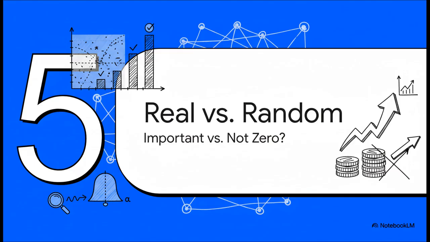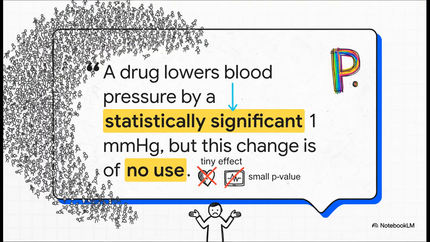And this leads us to what is maybe the single most important concept in this entire explainer. There is a huge, critical difference between a result that is statistically significant and one that is practically significant. They are not the same thing at all. I mean, just look at this example. If you have a massive sample size, you can prove with statistical certainty that a new drug lowers blood pressure by exactly 1 point. That effect is real. Your p-value will be tiny. But is it useful? No way. A 1-point drop is completely meaningless to a doctor or a patient. It has zero practical importance.